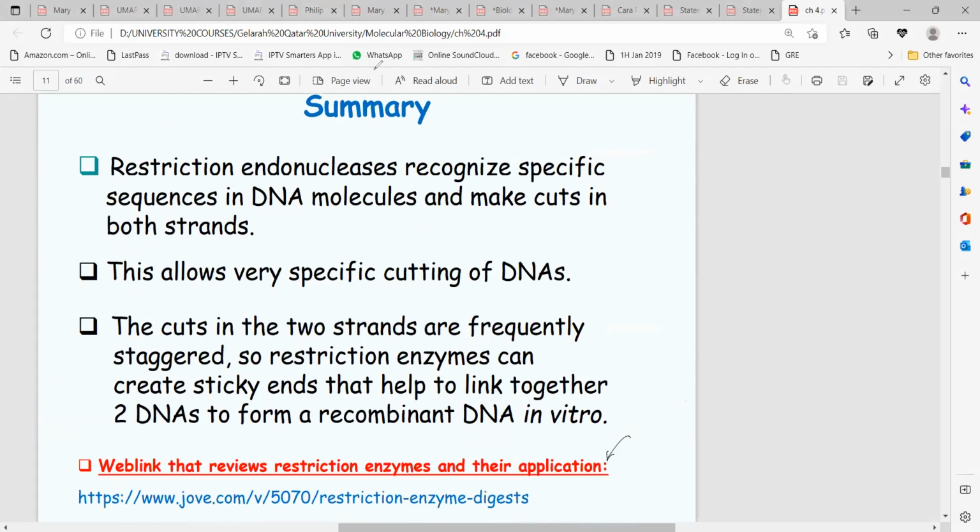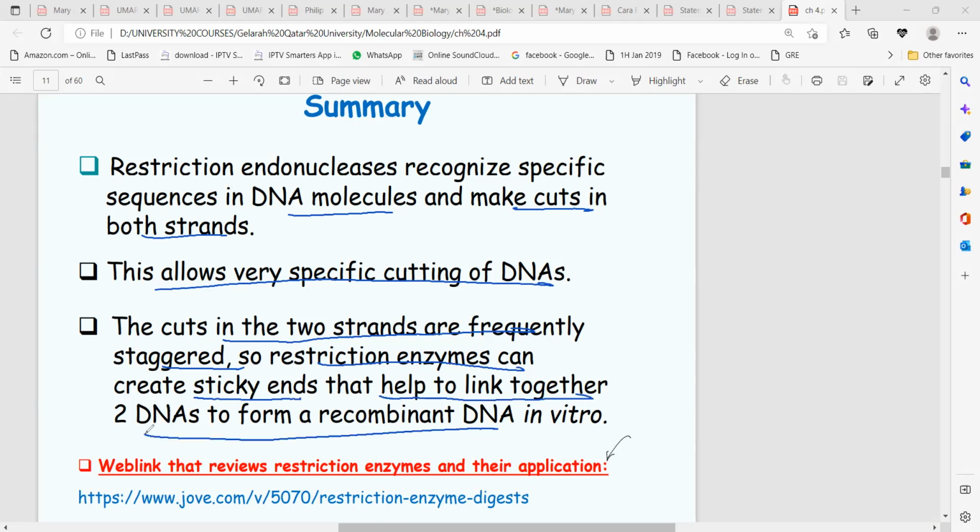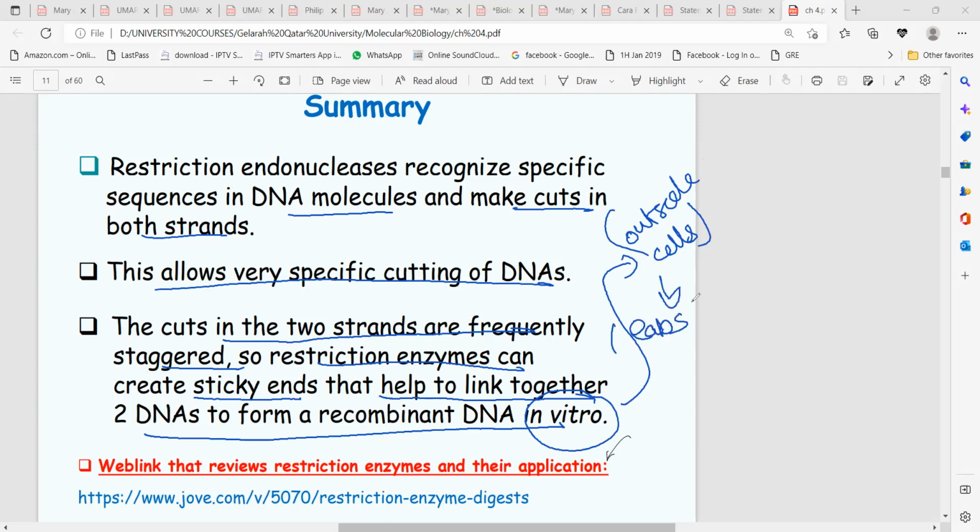Summary. Restriction endonuclease recognize specific DNA sequences in DNA molecules and make cuts in both strands. These allow very specific cutting of DNAs. The cuts in the two strands are frequently staggered, so restriction enzymes can create sticky ends that help to link together two DNAs to form a recombinant DNA in vitro. In vitro is inside the lab, outside the cell. In vitro is anything we are performing outside cells, like experiments we are conducting in labs.